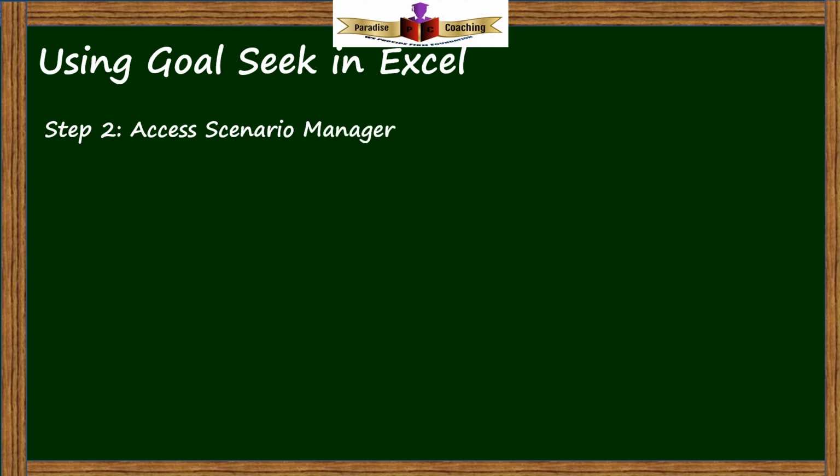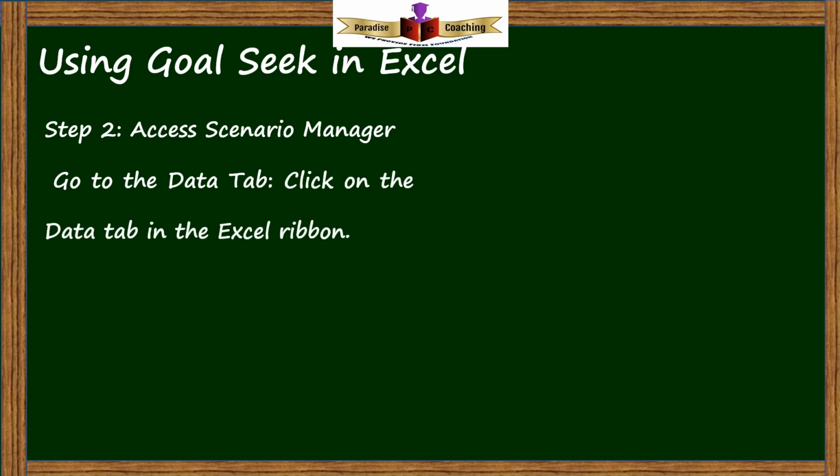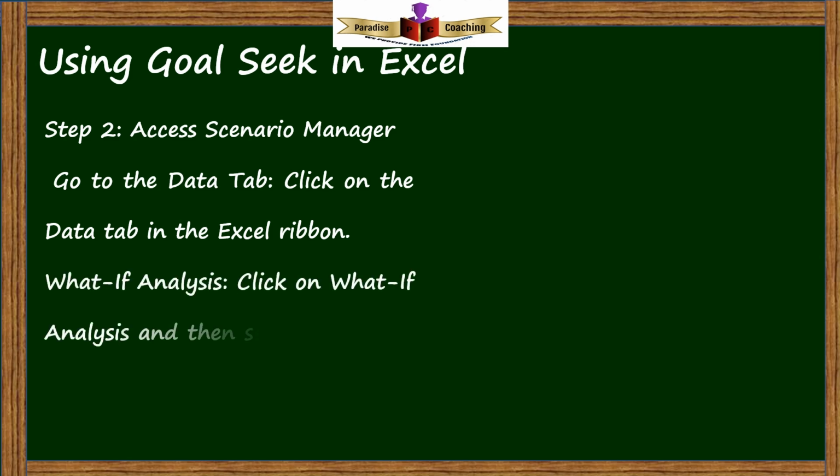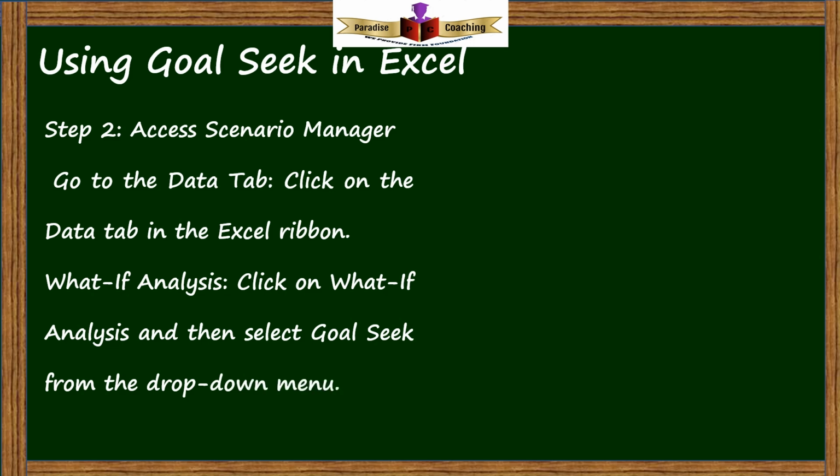Step 2. Access GoalSeek. Go to the Data tab. Click on the Data tab in the Excel ribbon. Click on What-if analysis and then select GoalSeek from the drop-down menu.